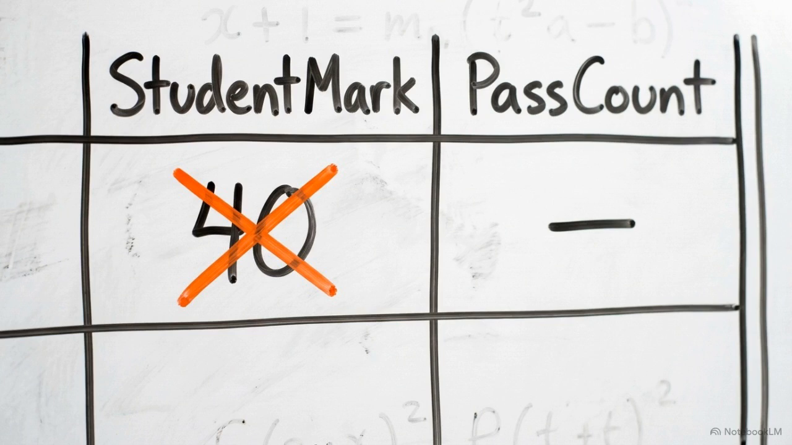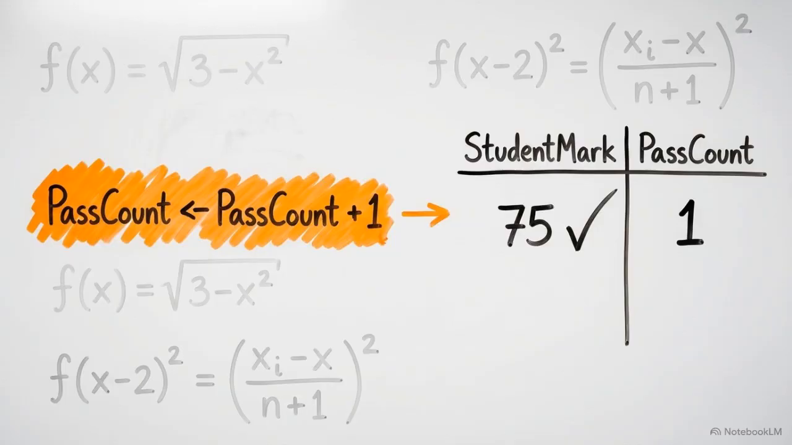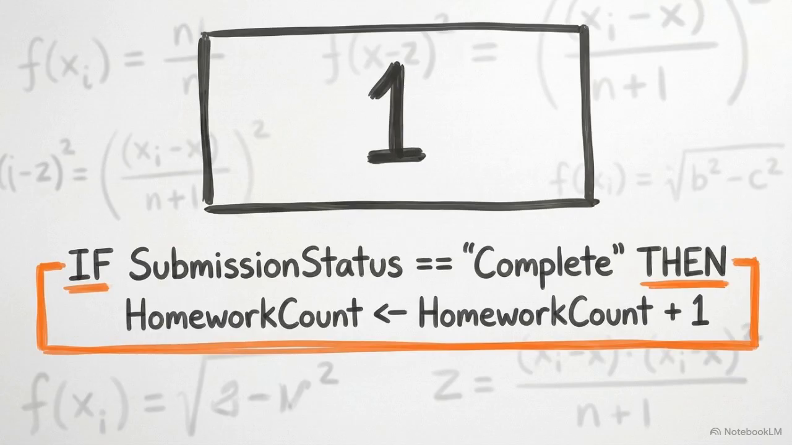If the loop pulls a mark of 40, the condition returns false. The code bypasses the assignment, leaving passCount untouched. However, when the iteration encounters a mark of 75, the condition evaluates as true. The state mutates, and the trace table shows passCount incrementing by exactly 1. A counter acts as an isolated tracking metric. Its distinct purpose is to monitor how many times a specific occurrence or designated event happens within a broader dataset.